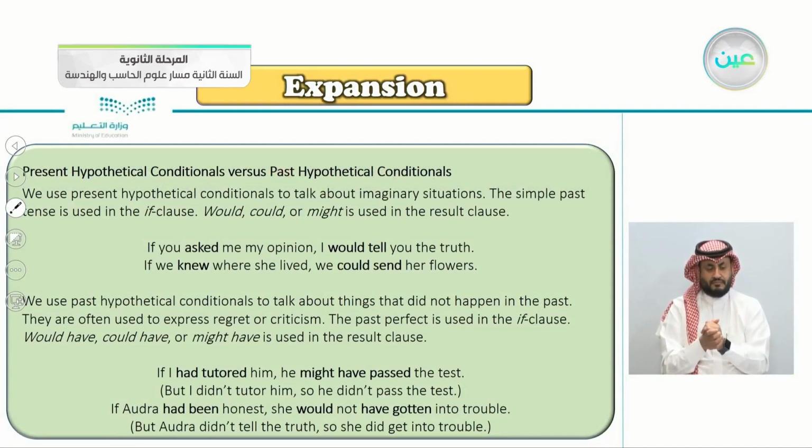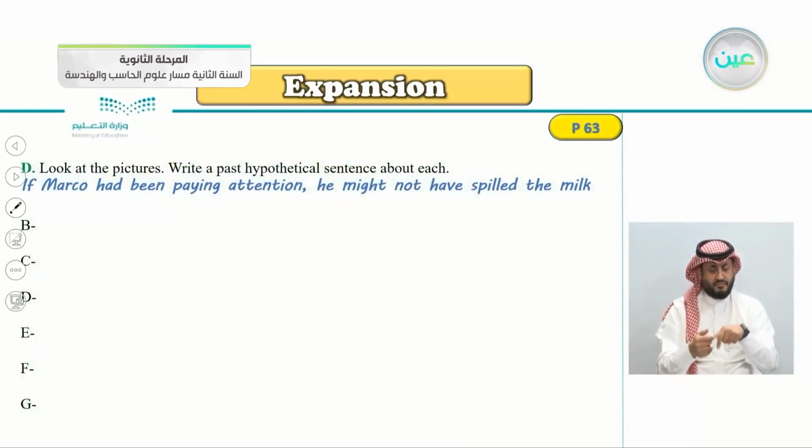conditional here. We used the past hypothetical conditional about things that did not happen. And the form in the if clause, we use the past perfect in the if clause, and we use would have, could have, or might have in the result clause. So, picture number B, what do we say here? So let's see the correct answer.